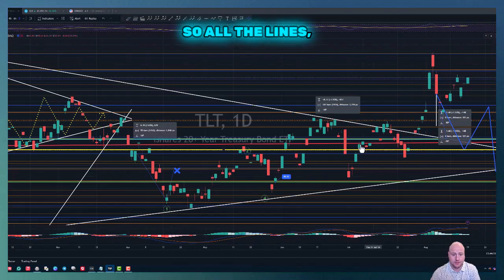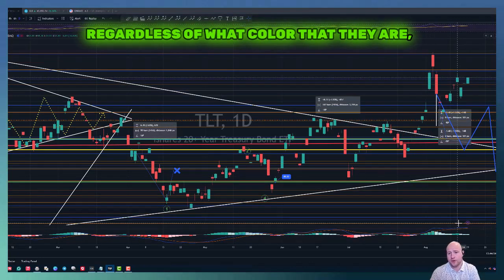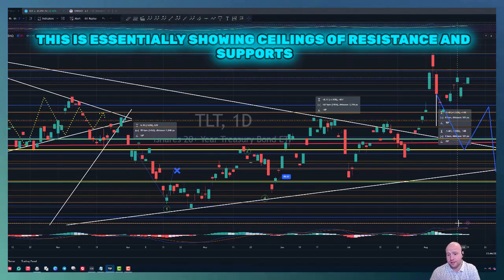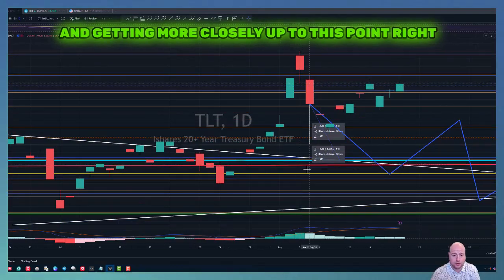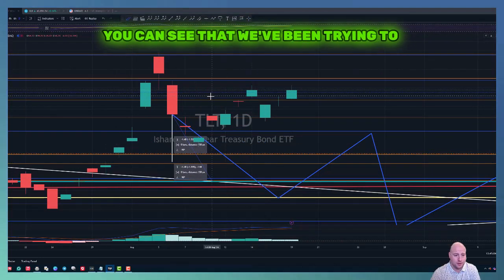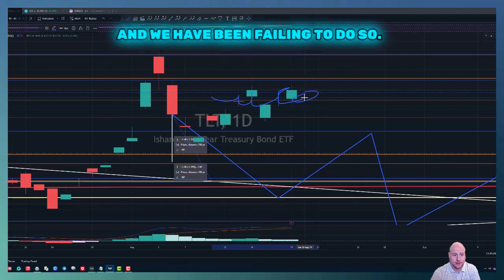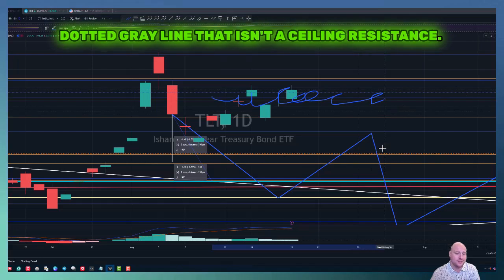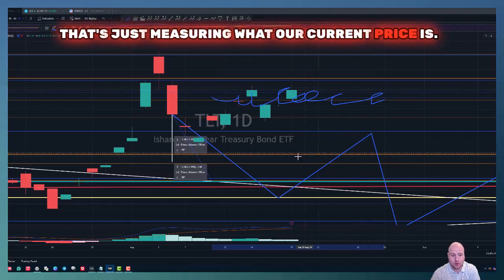So all the lines, regardless of what color they are, this is essentially showing ceilings of resistance and supports. And getting more closely up to this point right here, you can see that we've been trying to get over this ceiling and we have been failing to do so. Now the white dotted gray line, that isn't a ceiling of resistance, that's just measuring what our current price is.